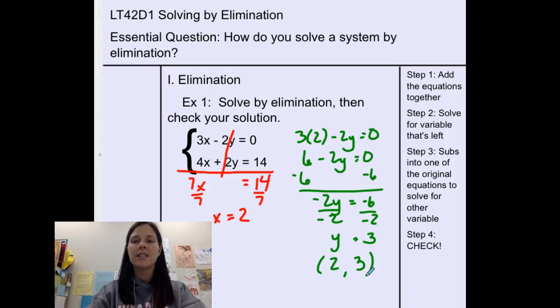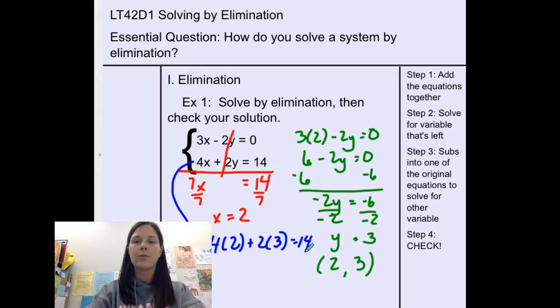But of course, we need to check our answer. So we will use that second equation, the one that I did not use to solve for y, replacing x with 2 and replacing y with 3. We're going to check to see that that totals 14. 4 times 2 is 8, 2 times 3 is 6, and 8 plus 6 is 14. So our solution checks out.